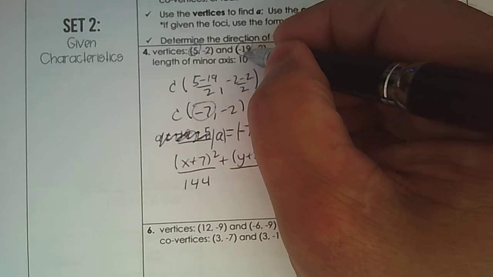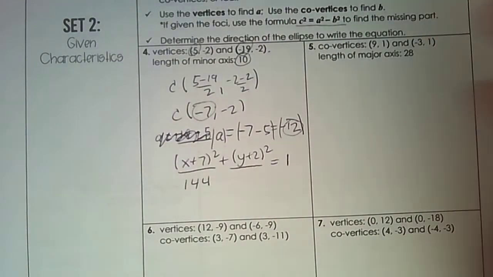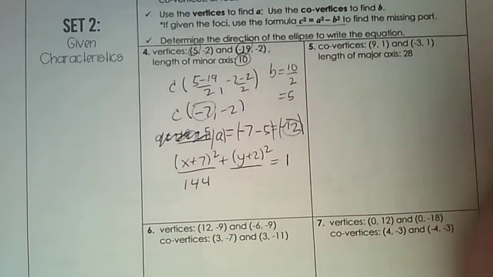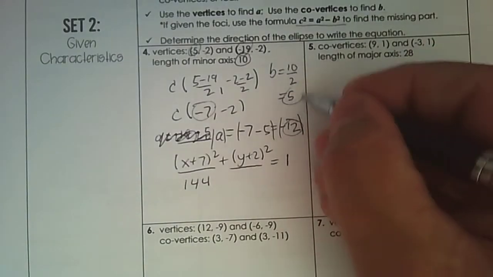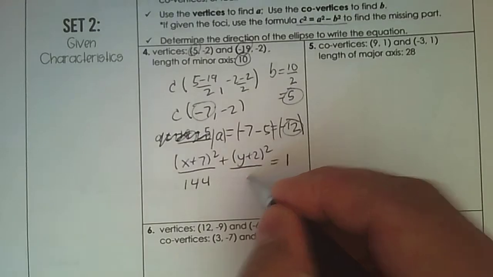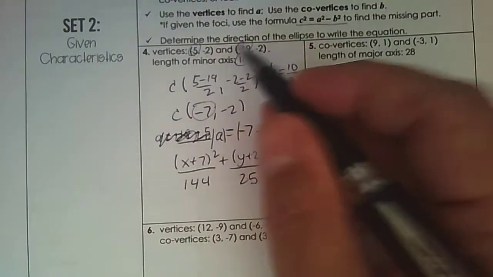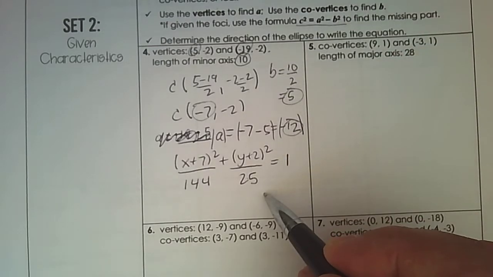Oh, and it tells me the length of the minor axes is 10. So if the whole length is 10, I just divide by 2. And that means for the minor axes, I'm going to use 5. And then what do I do back in the equation? I square it, and I get 25. So can you take information and work backwards to get your equation?